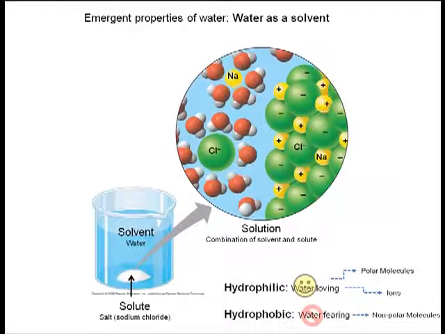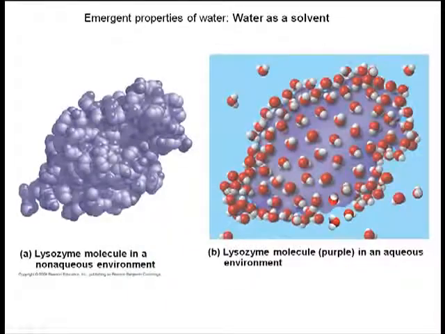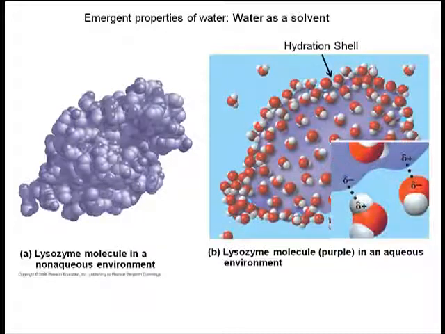This also works for other polar molecules, such as a lysozyme. A hydration shell will form, and there will be hydrogen bonding between the water molecules and the polar molecule that forms the hydration shell and allows those polar molecules to stay dissolved in solution.